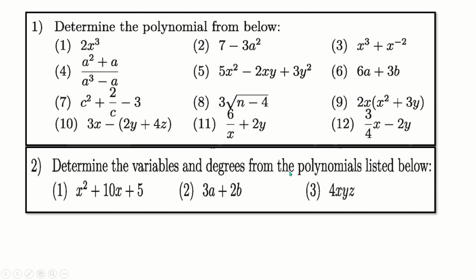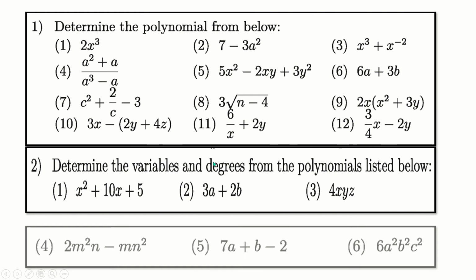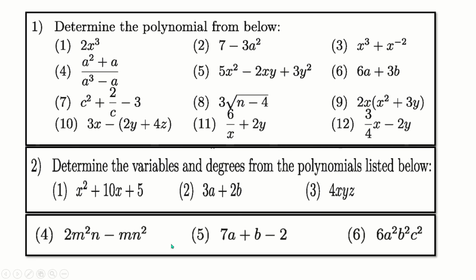Determine the variables and degrees from the polynomials listed below. What will be the variables? Here the variable is x and the degree is 2. Here the variables are a and b, degree will be 1. Here the variables are x, y, z, and the degree will be 1 plus 1 plus 1, that means 3. Okay. So next, for 4, 5 and 6, you will identify which ones are the variables and what the degree is. Okay.